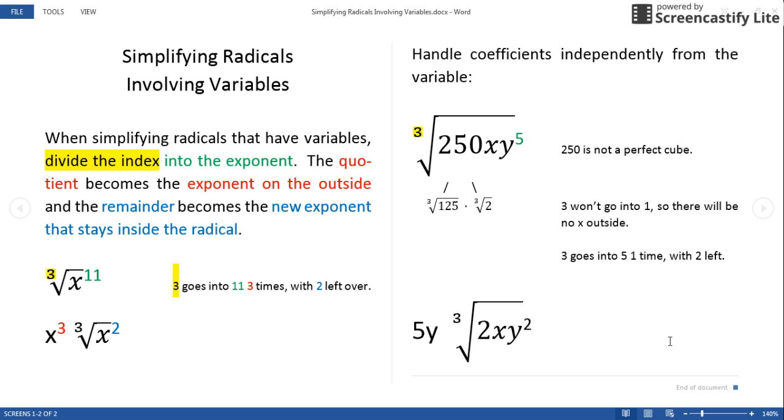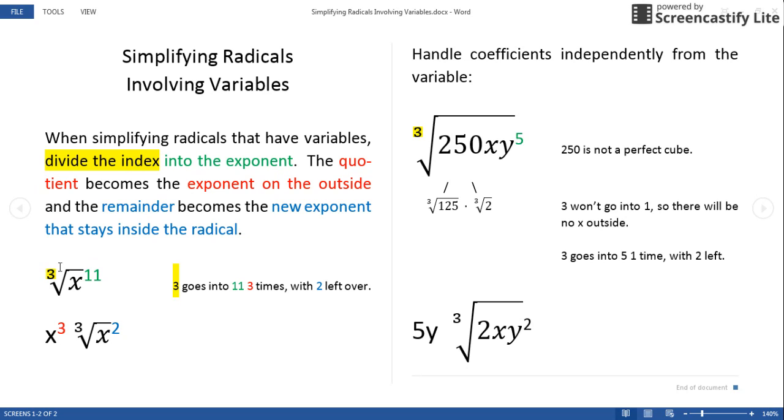Let's look at how to simplify radicals when there are variables involved. When simplifying radicals that have variables, divide the index into the exponent. However many times it goes, the quotient becomes the exponent on the outside. Whatever's left over, the remainder, becomes the new exponent that stays inside the radical.